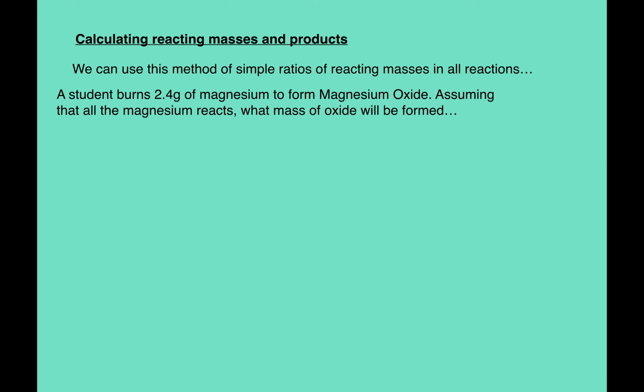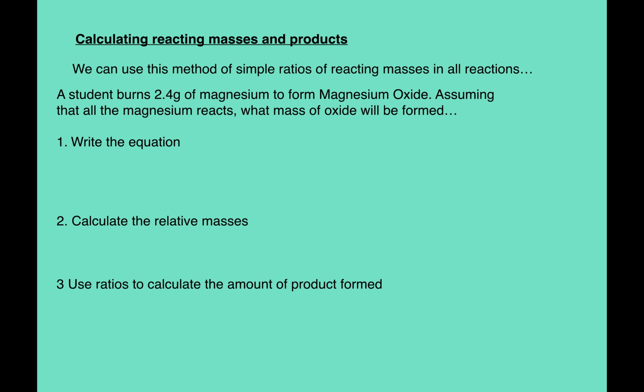So let's look at the reaction between magnesium and oxygen to form magnesium oxide. And we're going to assume that all the magnesium reacts and try and find out how much oxide will be formed. So if we take 2.4 grams of magnesium, how much oxide will be formed? So we need to write the equation, calculate the relative masses, and use the ratios to calculate the amount of product formed. Again, you can stop the video here for a few minutes if you want to have a try at this, and then we'll look at the answers.